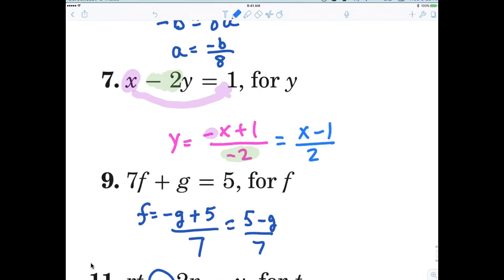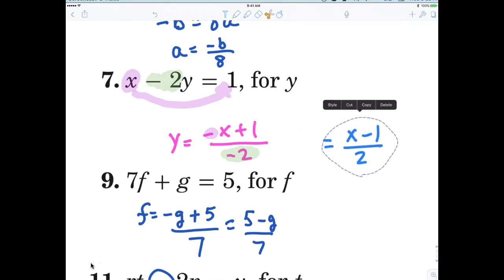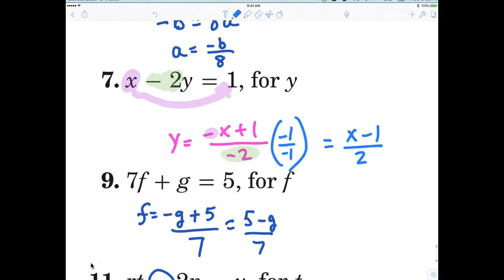Now, for those of you guys who see that, you're in good shape. For those of you guys like, I'm not 100% sure why that's true, let me come over here and demonstrate why that's true. All I did was multiply by -1 over -1. That's a legal move, right? Because -1 over -1 is 1. I'm just multiplying by 1. If I multiply by 1, nothing changes. But when I multiply by -1, I distribute, the signs change. Is everybody happy with that?